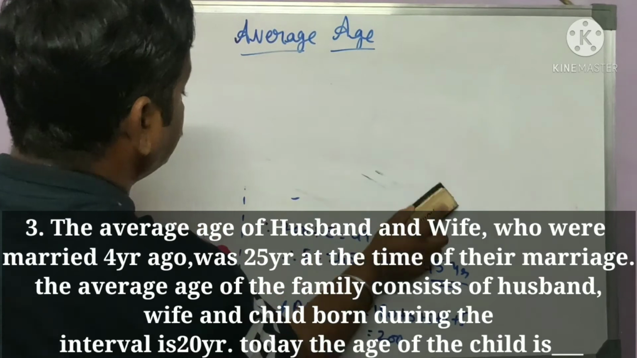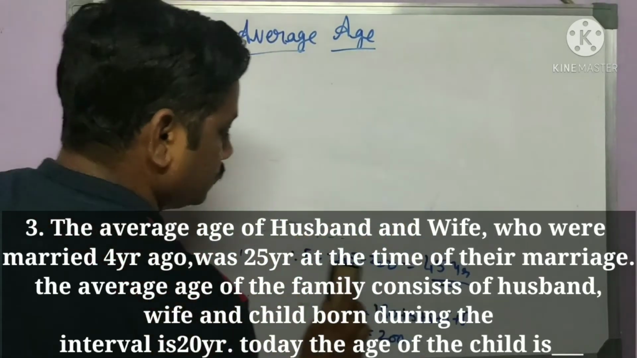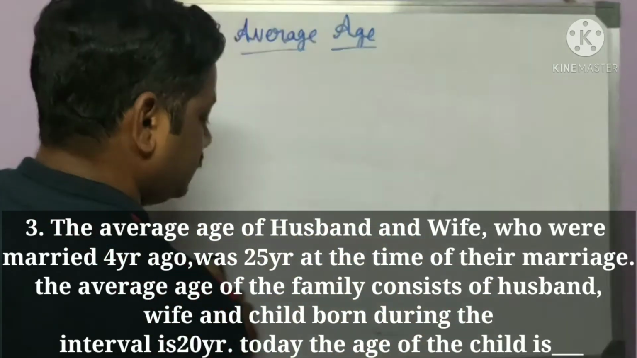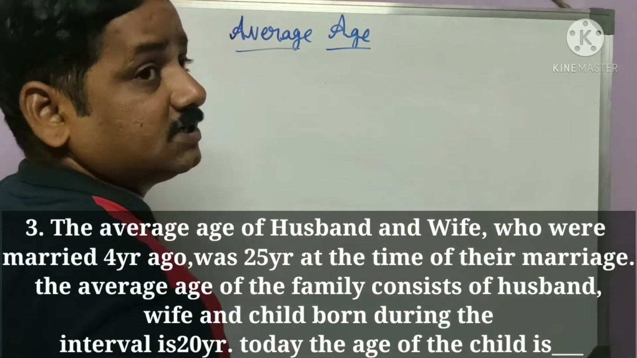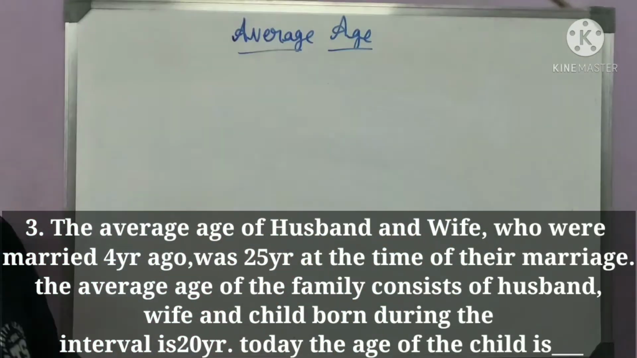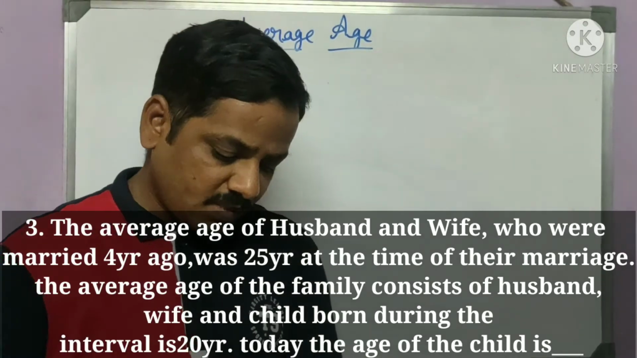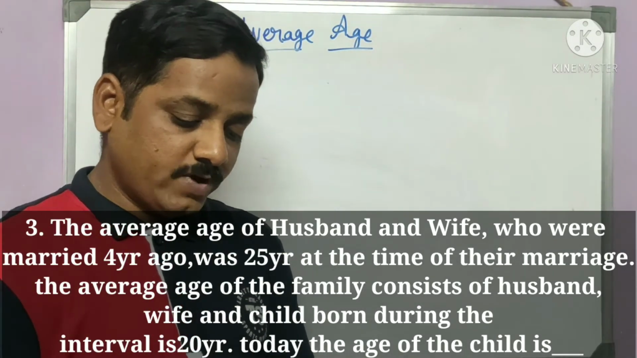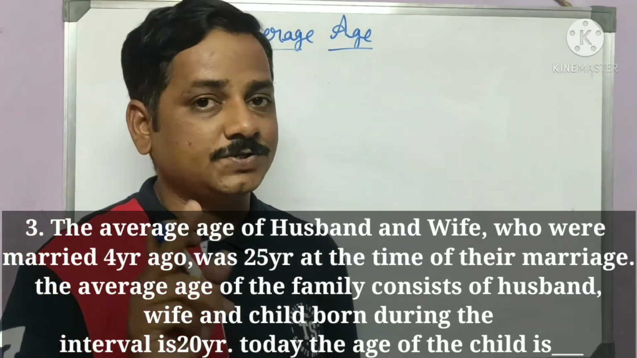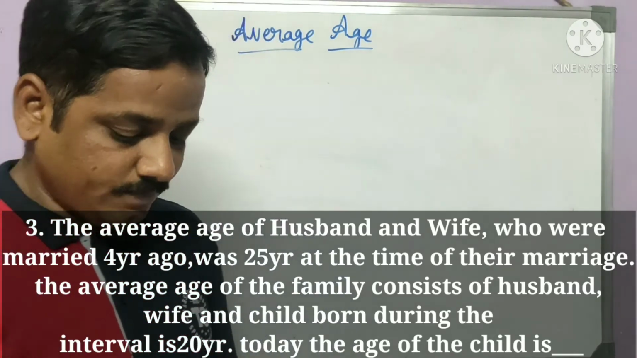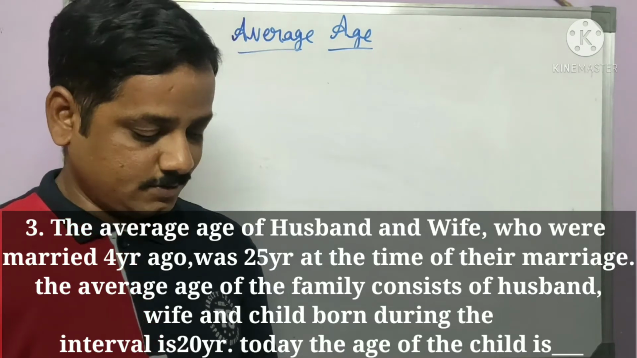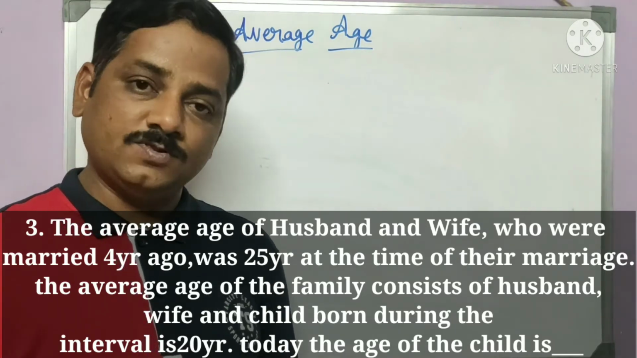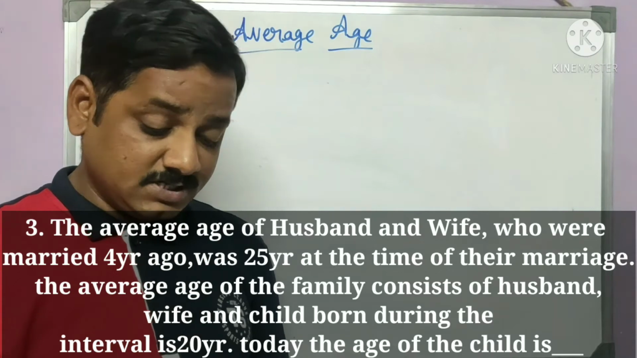On the screen you can read the question. You have to go through the question carefully, because we get all the expressions in the statements itself. So question number 3 says that the average age of a husband and wife who were married 4 years ago, again they are talking about the past, was 25, at the time of their marriage. So at the time of marriage, their average age was 25.